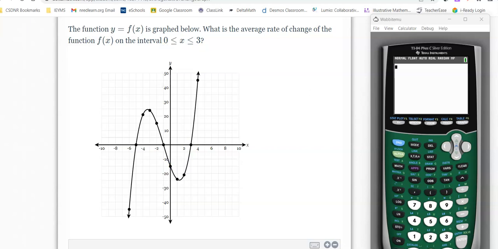So again, from x is 0, that is the point 0, negative 15, according to my number line. And this one is 3, 0.